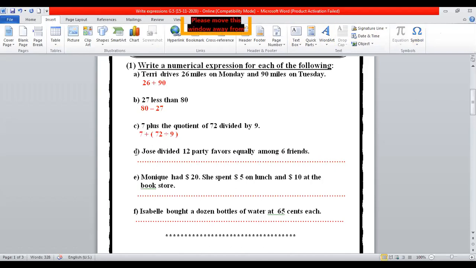D? Here, only write the expression without the quotient answer. Without answer. Only write the expression, without result.